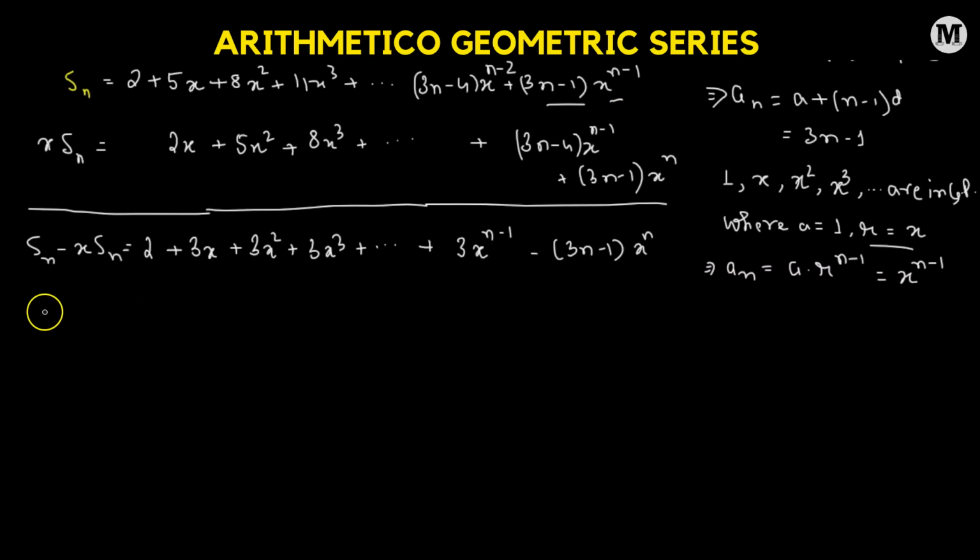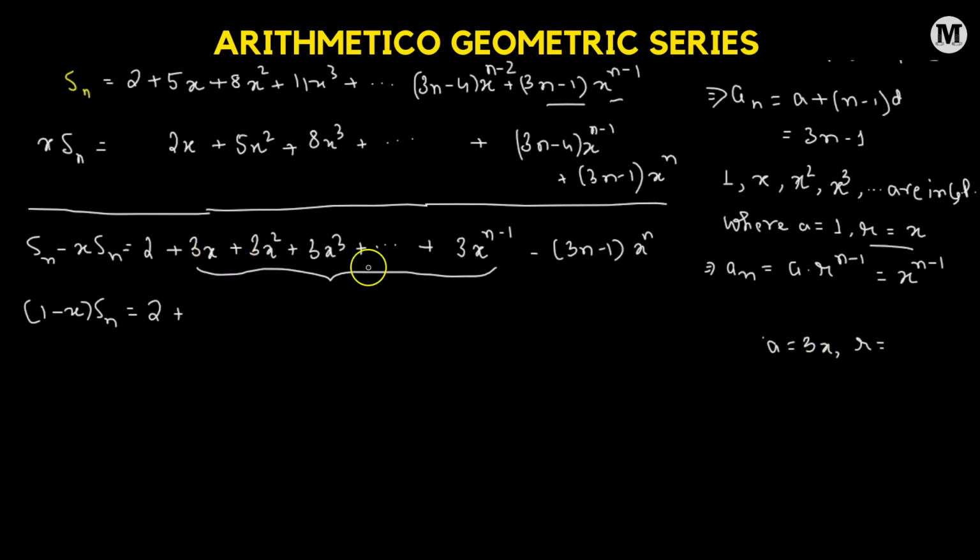We can take 1 minus x as the common factor, so that gets multiplied to Sn. This will be equal to 2 added to, now this sum 3x all the way up to 3 times x raised to the power of n minus 1. This is a geometric series. Here the first term is 3x. We have the common ratio r, so we can take the second term 3x squared and divide it with the first term 3x.